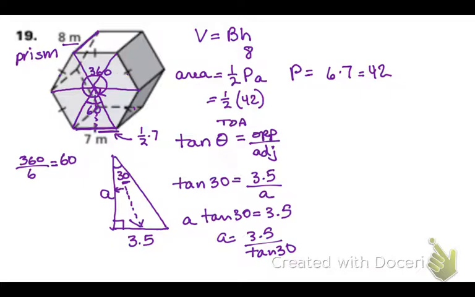Okay, and 3.5 over tan 30 is actually equal to 10.5. You can plug that into your calculator. So now we have our A, so we can go back and figure out our area up here. So our area is 1/2 times 42 times 10.5, the area of our base. Okay. And 1/2 of 42 times 10.5 is equal to 220.5.